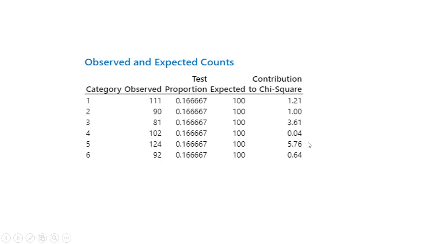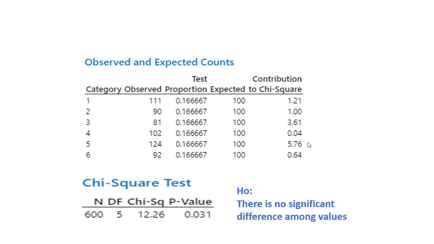Okay, so the program Minitab is going to submit all the data here to the chi-square test, and we are going to test this hypothesis. This is going to be the null hypothesis: there is no significant difference among the values, so that means every value has the same chance of occurring.